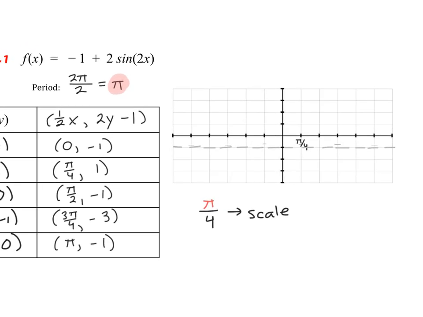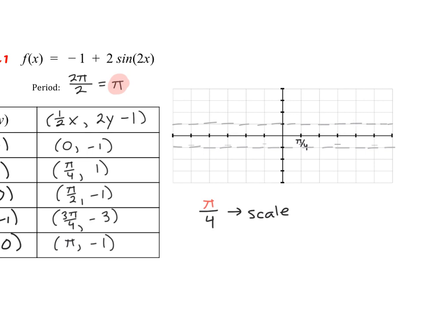The next thing I need to find are the maximum and minimum values. And I can do this using the amplitude. So our amplitude is 2, which remember is the distance from the midline to the maximum. So I'm going to start at my midline and I'm going to draw a line 2 above it.